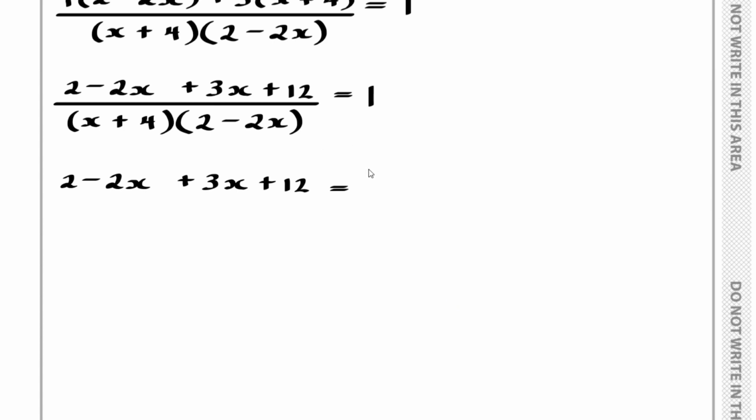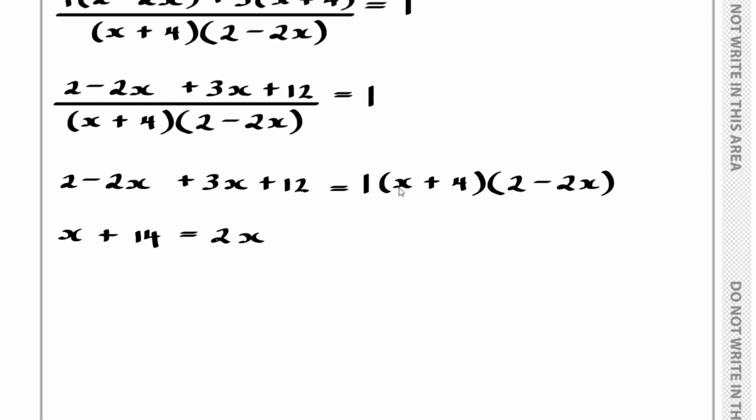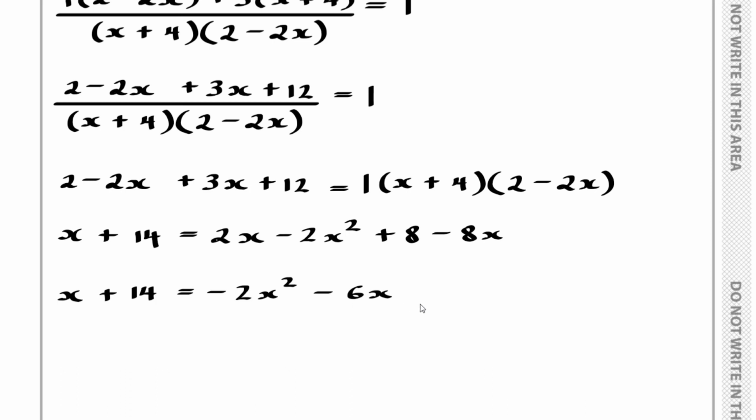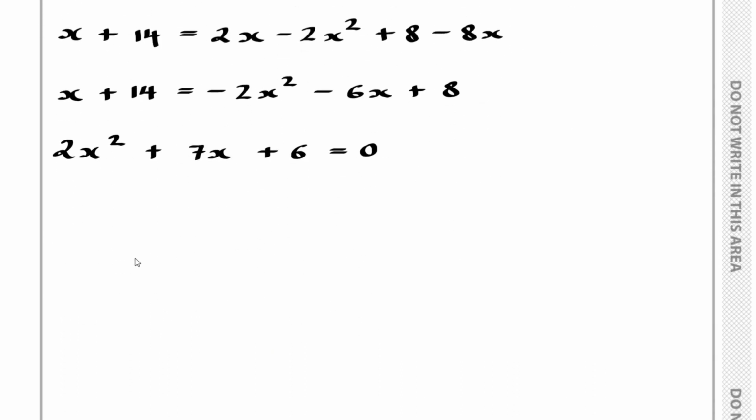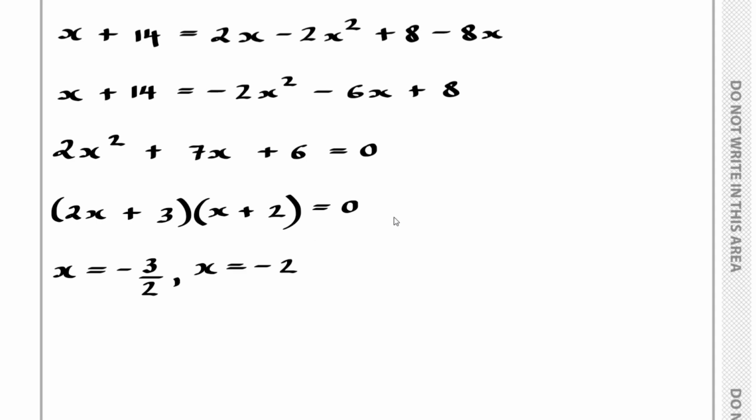So if I multiply through by x plus 4 times 2 subtract 2x, I end up with 2 subtract 2x plus 3x plus 12 equals 1 multiplied by the x plus 4 times by the 2 subtract 2x. So let's tidy all this up. Well, I've got negative 2x plus 3x, which is just x, then I've got 2 plus 12, which is 14, and on the right hand side I've got x times by 2, which is 2x, x times negative 2x, which is negative 2x squared, 4 times 2, which is 8, 4 times negative 2x, which is negative 8x. So if I tidy all this up, I get x plus 14 equals negative 2x squared subtract 6x plus 8. And if I take everything over to one side, I end up with 2x squared plus 7x plus 6 equals 0. And if I factorize, I have 2x plus 3 times x plus 2 equals 0, which means x is equal to negative 3 over 2, or x is equal to negative 2.